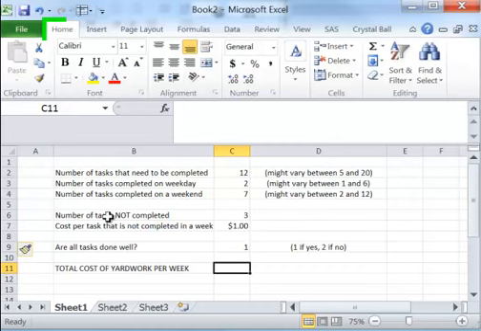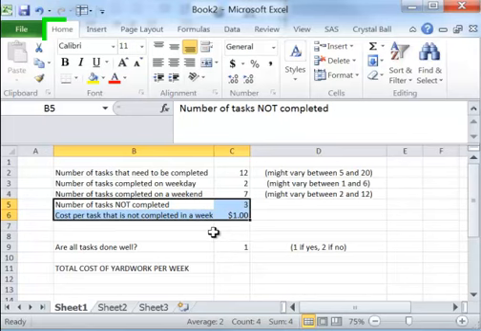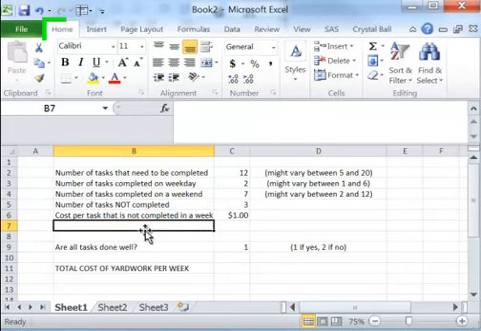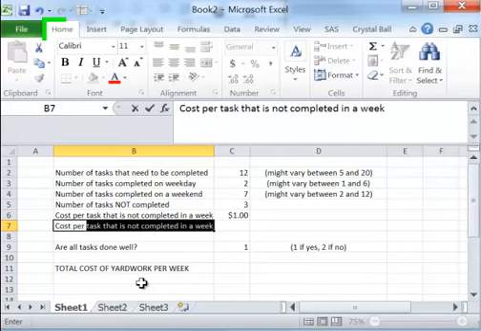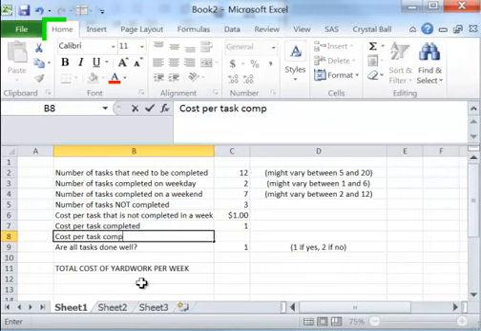I was trying to lay this out nicely, but for recording purposes I can't show you more than 13 rows at a time, so I don't want to go below that 13th row. I'm going to smush things together a little bit here. The cost per task completed, and that's $1. And then cost per task, let's see.